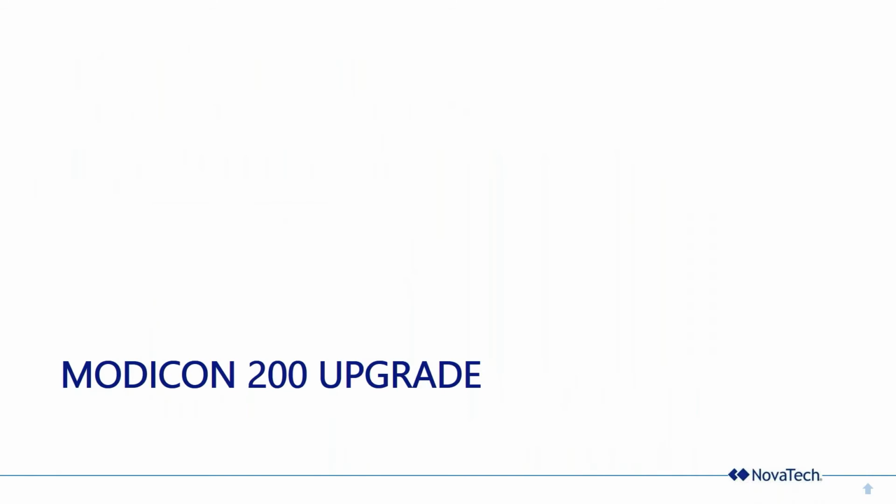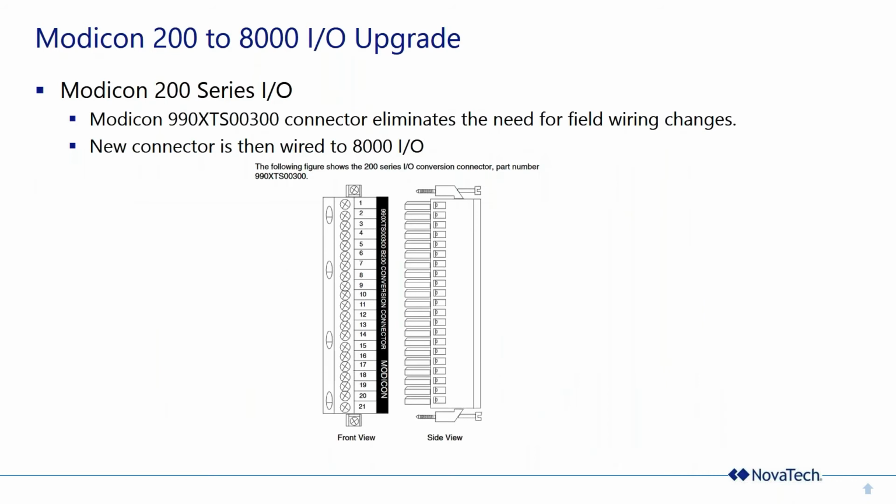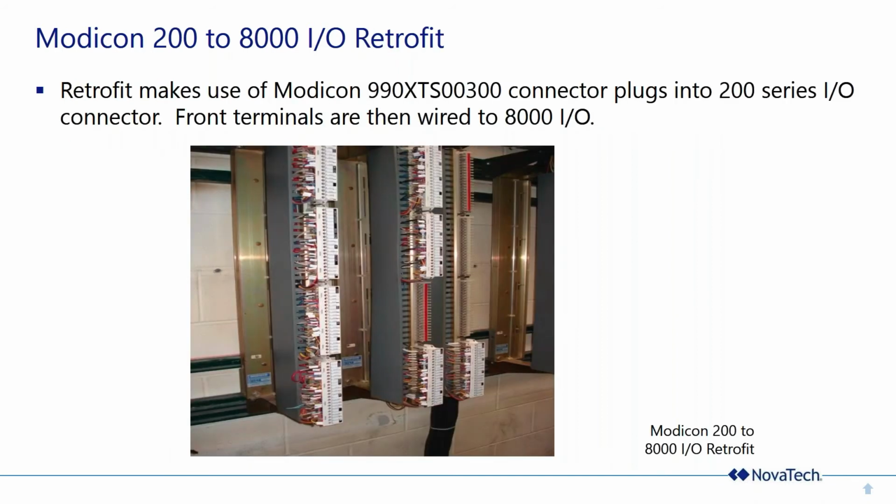Modicon 200 upgrade. You thought the 505 was fast. This is going to be even faster. Modicon used to make this connector. You might be able to find them on eBay. It connects to the 2000 series IO bases, so your field wiring stays in place. You put that connector on, and that connector is wired to 8000 IO FTAs. Simple.